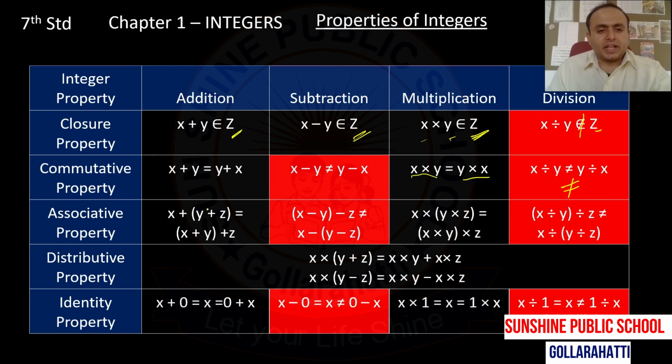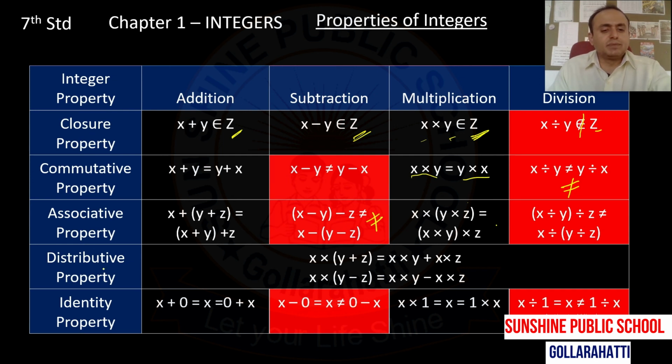Now the associative property. In addition it is satisfied. Associative property means grouping of numbers. However we group and add, the result will be the same. Grouping of numbers doesn't matter, so it satisfies under addition. The associative property doesn't satisfy under subtraction, because when you group and subtract, the differences will not be equal to one another. In multiplication it satisfies because the grouping of numbers doesn't matter, the result will be the same. Whether you group x with y or y with z and multiply, you get the same answer. So the associative property is satisfied only in addition and multiplication.